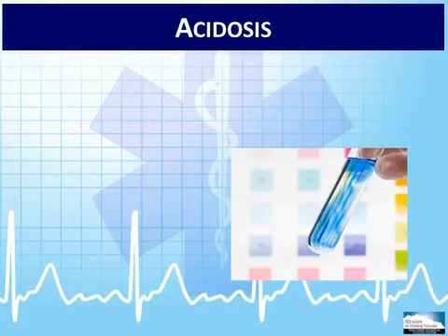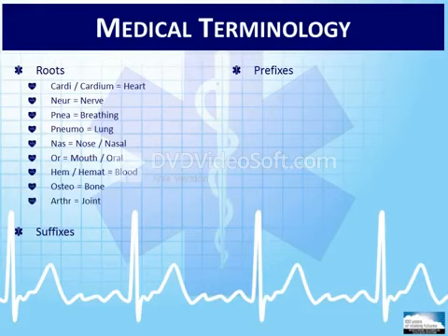For an EMS provider, some of the most common are cardia or cardium, which refers to the heart; neur, referring to a nerve or the nervous system; nia, related to breathing; pneumo, referring to the lung; nas, referring to nose or nasal; or refers to mouth or oral; hem or hemat refers to the blood; osteo refers to bone; arthra refers to joints; myo refers to muscles.